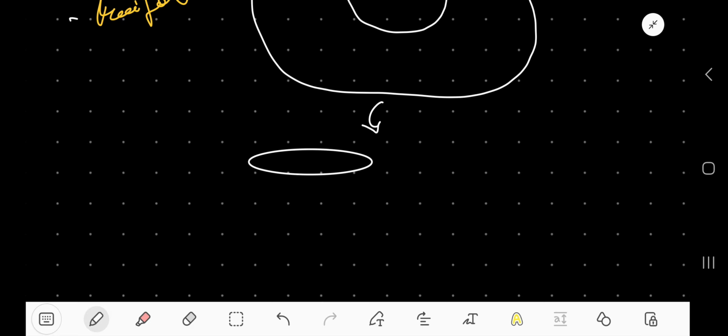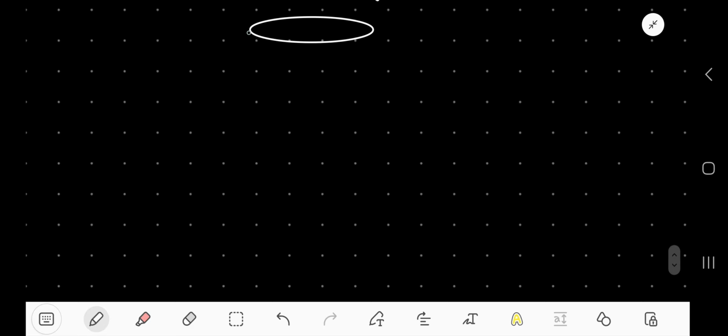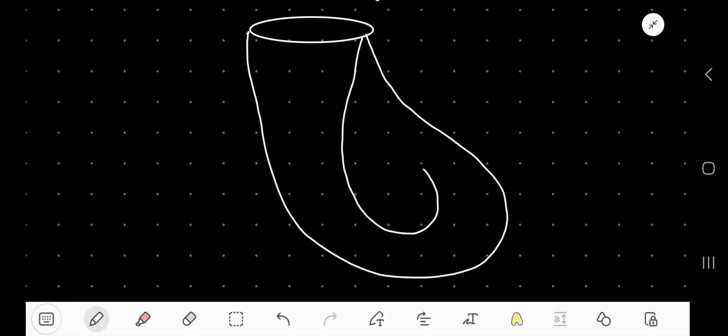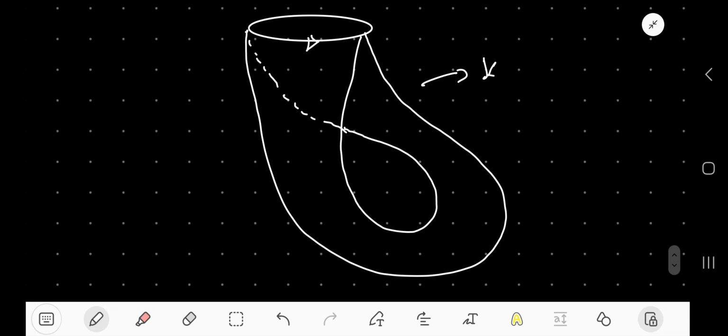So I have the surface and I have this line which goes straight away here, and then it comes around like this, but it goes through the inside of the tube itself and connects back to the same surface, and I have an orientation here. This is what we call a Klein bottle.